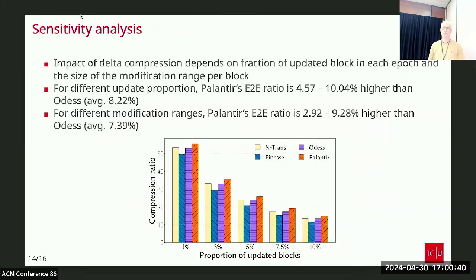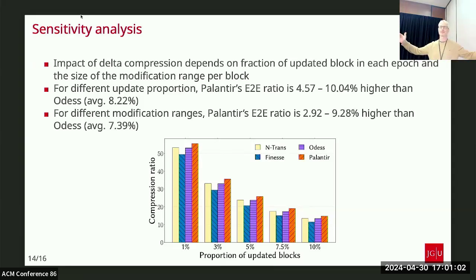Finally, the sensitivity, of course. If you do some kind of delta encoding and delta compression, then in all cases you have to know how much has really changed, which blocks have changed by how many percent. And this is something where we had to do a little bit of guesswork, because there is absolutely no data set in the wild where you can really check against.